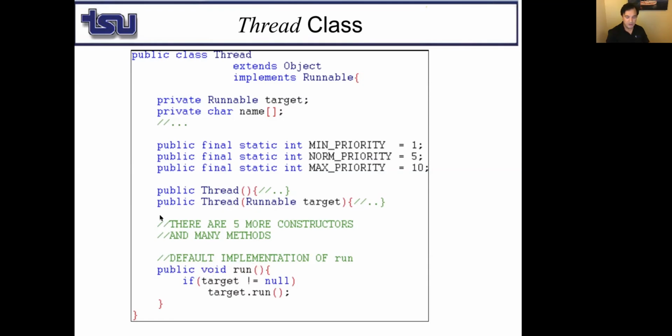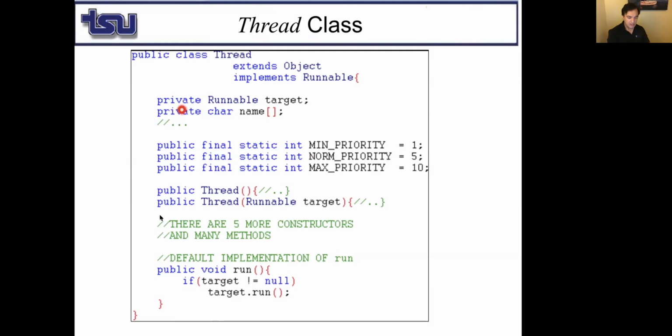This is the default implementation of the run method. Recall, it was void run. But by default, it was public. Therefore, I had to use what? The public keyword here. So this is the default implementation of the run method of the Runnable interface.